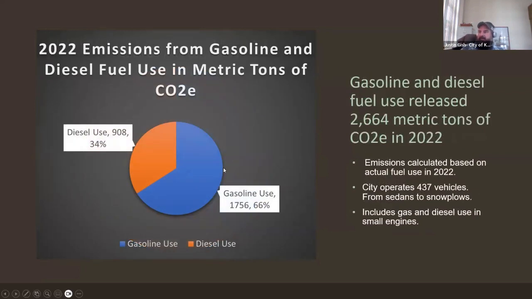Gas and diesel fuel within the city: the majority was gasoline use, 66%, and 34% was diesel use. We have 437 vehicles here in the city, everything from sedans to snow plows. So again, as we start thinking about how to drop these numbers, there's certain things that we just kind of need. I'm not saying we couldn't do it better, but we're not going to just get rid of all our diesel snow plows or things like that. And I know nobody's asking that, but I guess some folks occasionally do. So I just want to give a little bit of perspective on some of this stuff. So that's where we're at there.